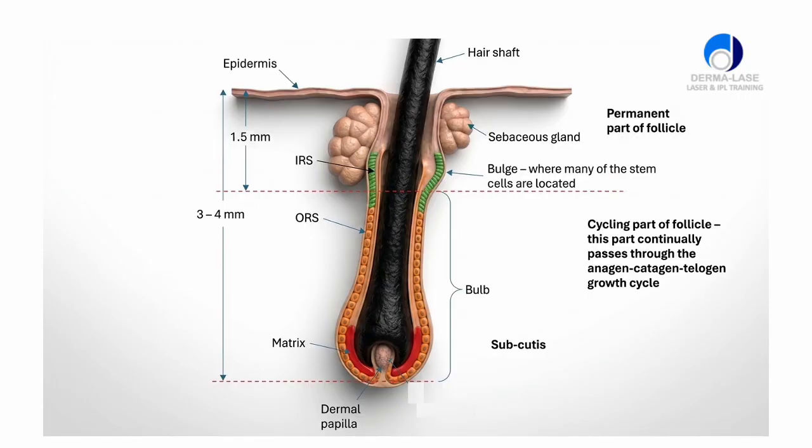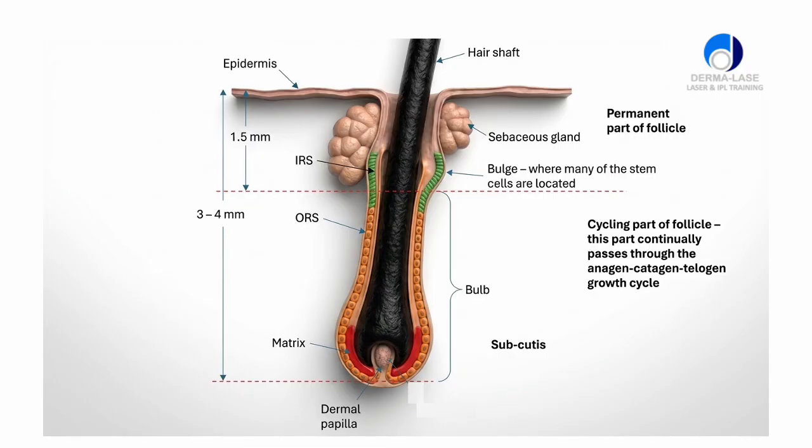We can see the upper part, which is the permanent part. This goes down to around the bulge region where the stem cells live. And you also have the sebaceous gland and the erector pili muscle, which is not shown in this diagram. And then the lower part is the cycling part of the follicle. This is the bit which grows and dies through the anagen, catagen, telogen phases. And the lower part is where we have the bulb, the actual growth of the hair shaft itself, and also the matrix and the dermopapilla right at the bottom.